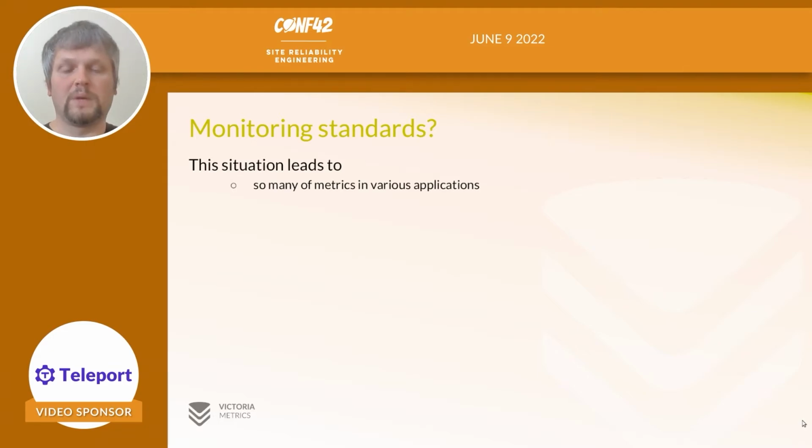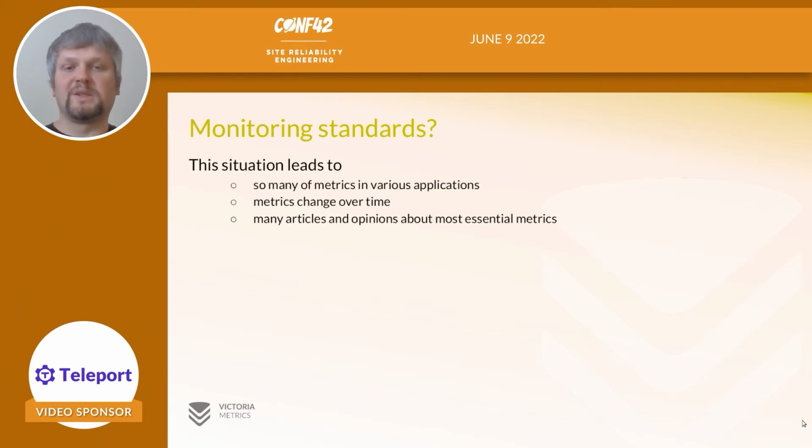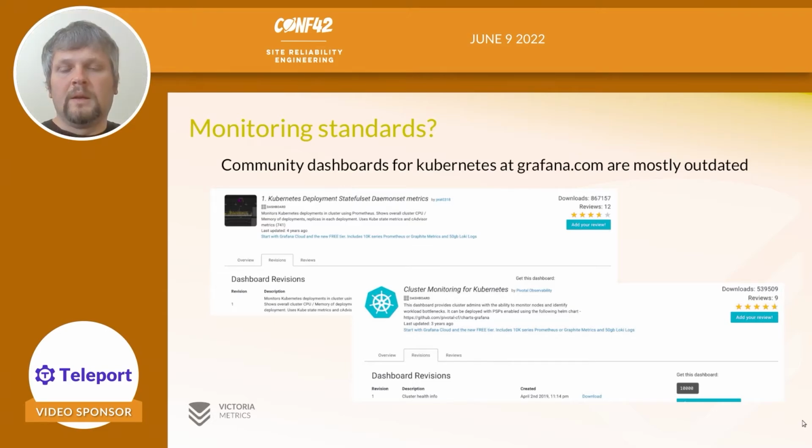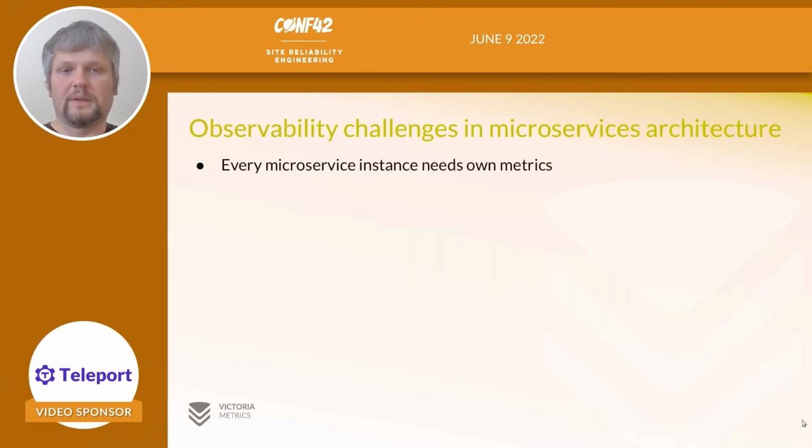This leads to big amounts of metrics in every application, and these metrics change over time. You can read many articles and opinions about the most essential metrics, and there is no single source of truth for monitoring. This also leads to outdated dashboards for Kubernetes at Grafana. For instance, the most popular dashboards in Grafana are now outdated.